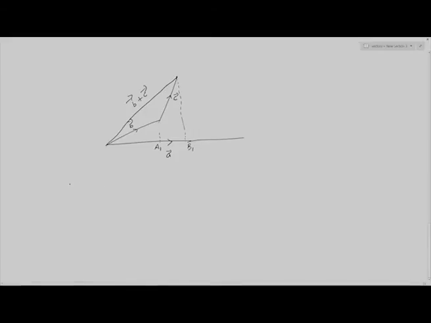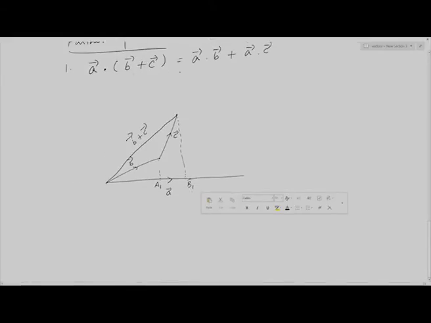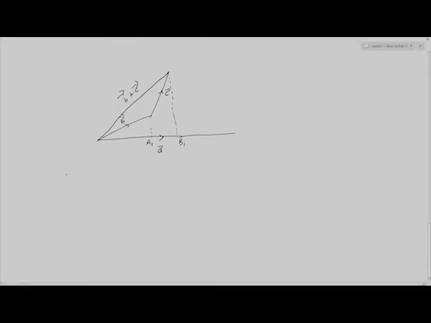Now I am taking the left hand side, A dot (B plus C). By definition, it is equal to the length of the vector A multiplied by the length of the projection. That is what we have seen, the meaning of the dot product: length of A times the length of the projection of B plus C on the vector A.